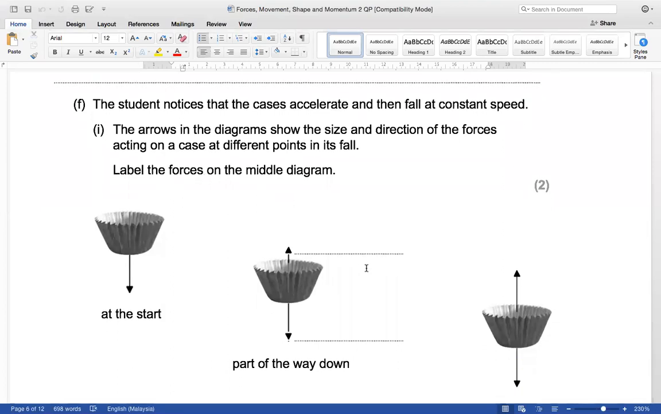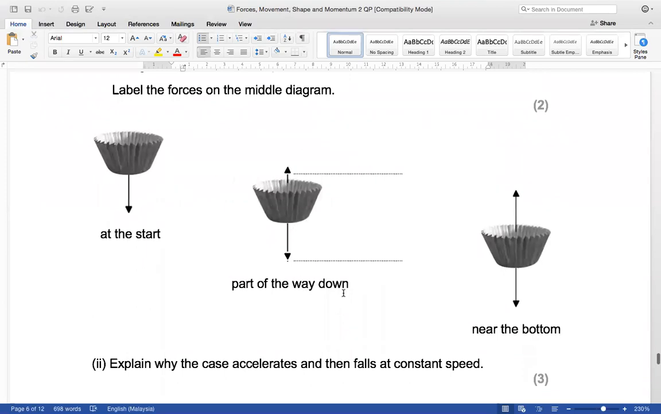Label the force on the middle diagram. So going down, what would it be? Gravity. Gravity or weight? Okay, when we look at terminal velocity, try to use weight, because the weight is the one that's pulling it down. So try to use weight more than gravity. So using weight, down is weight, up will be? Resistance. Okay, or a better terminology is drag. So when we're looking at terminal velocity, try to use weight and drag. That is the more accurate terminology. Okay, so down is weight, up is drag.